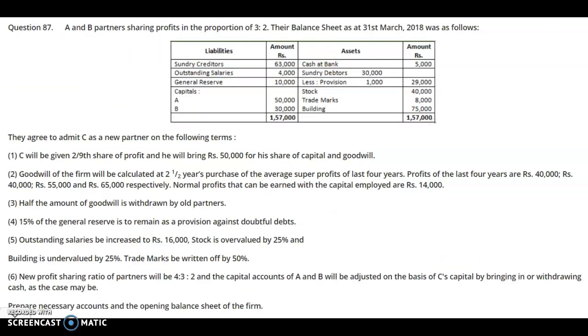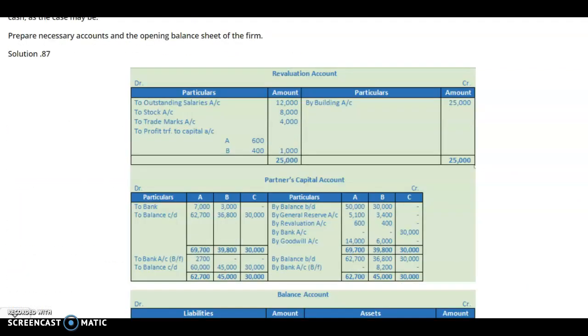General reserve balance is given as 10,000. Now clearly it says that 15% of it is to remain as provision against doubtful debts. So automatically the net free reserve will be 8,500. That 8,500 will be divided among the partners in their old profit sharing ratio, which is 3:2. Revaluation profit is credited here as we had calculated above, and the amount of goodwill which is being calculated is credited to the old partners in their sacrificing ratio.